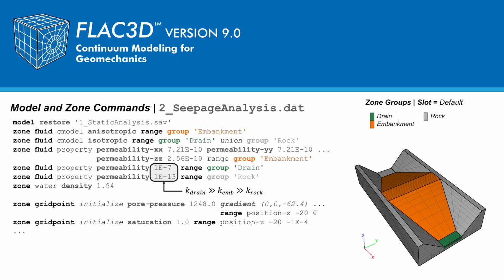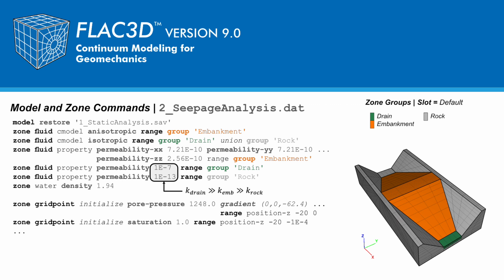The fluid density of water of 1.94 slugs per cubic foot is specified next using the zone water density 1.94 command. Now for the initial conditions. Reasonable estimates of initial conditions will help in ensuring an accurate solution. Here, the pore water pressure is initialized as hydrostatic below the embankment. This initial condition is assigned with the command zone gridpoint initialize pore pressure with the following additions.